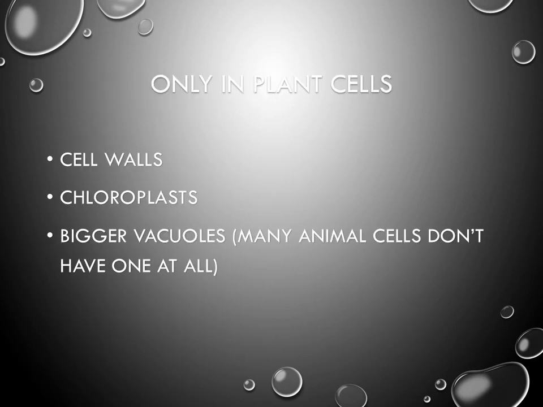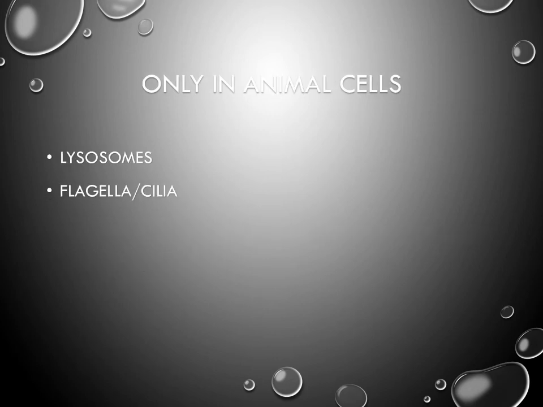Okay, only in plant cells. Cell walls surround the cell membrane in a plant cell. In an animal cell, the outermost part of the cell is the cell membrane. Plant cells have chloroplasts because they undergo photosynthesis while animal cells do not. And remember that they have bigger vacuoles, and many animal cells don't have one at all. Only in animal cells, lysosomes, which have the enzymes necessary for digestion, and flagella and cilia.